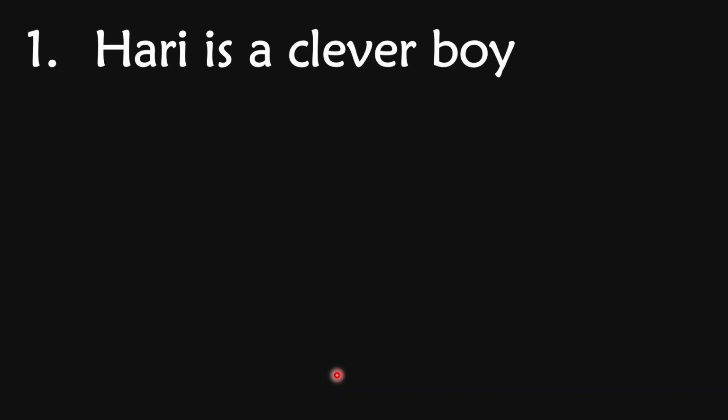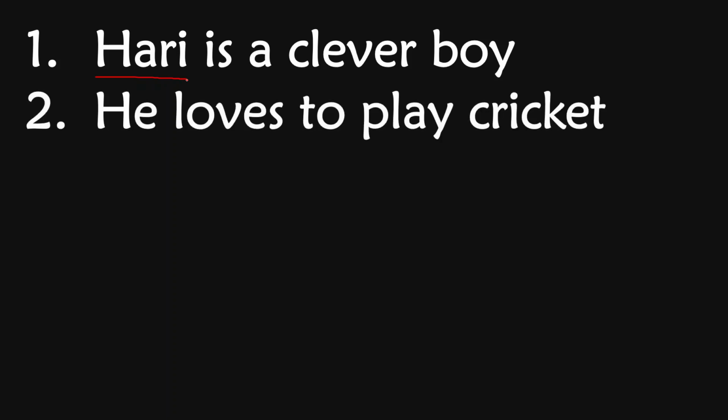The first example: Hari is a clever boy. Let me take my pointer first, so I will highlight this section. Hari is a clever boy. In this sentence, Hari is the name of a person, which we learnt earlier is a noun. Let's learn the second sentence: He loves to play cricket.